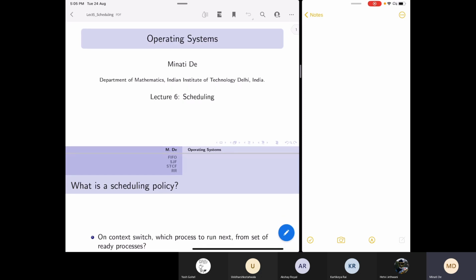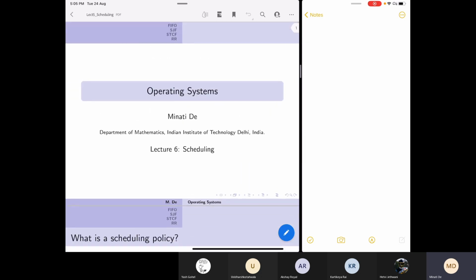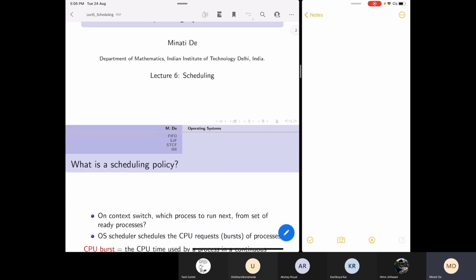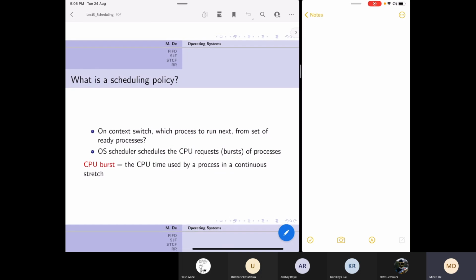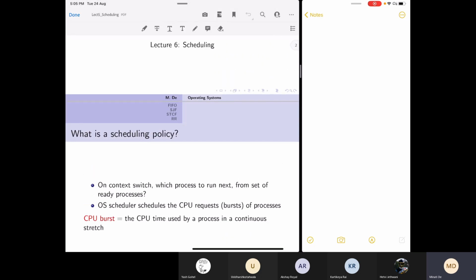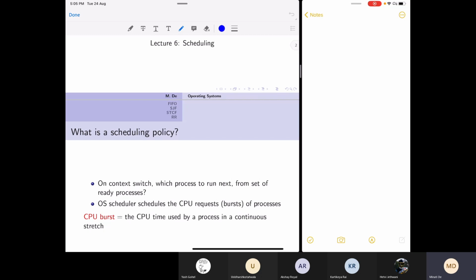Is the motivation clear? That's the objective of today's lecture. We'll learn some scheduling policies. What is scheduling, and what is the scheduler supposed to do? When a context switch happens, it should schedule a CPU burst of a process. What is a CPU burst? By CPU burst, we refer to a continuous stretch of a process used by the CPU.